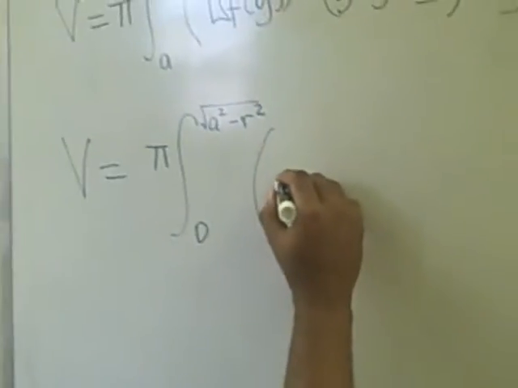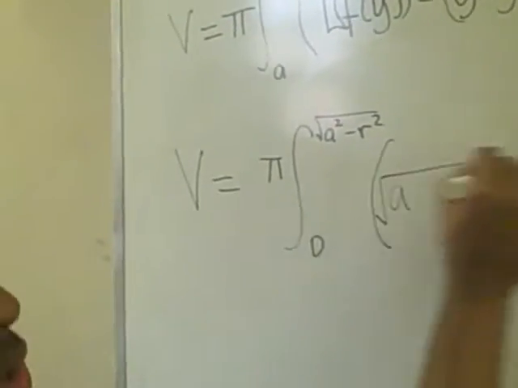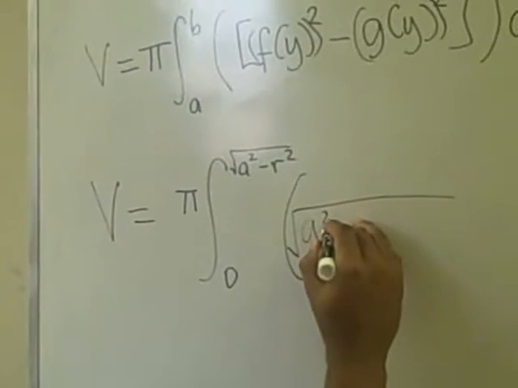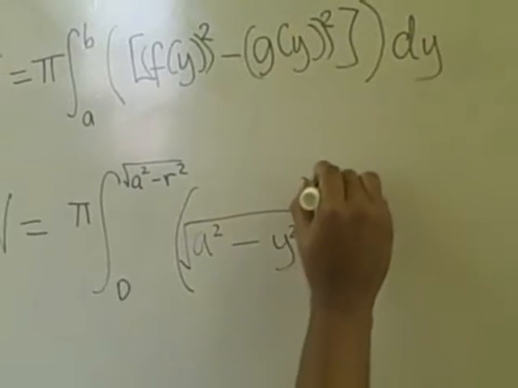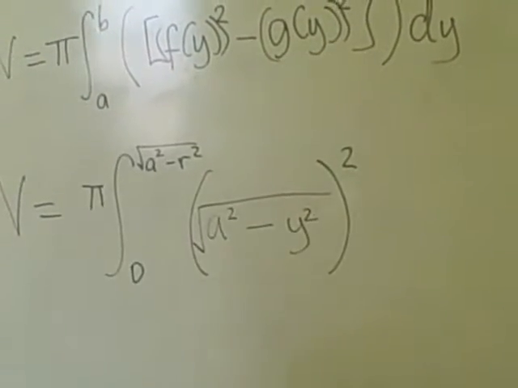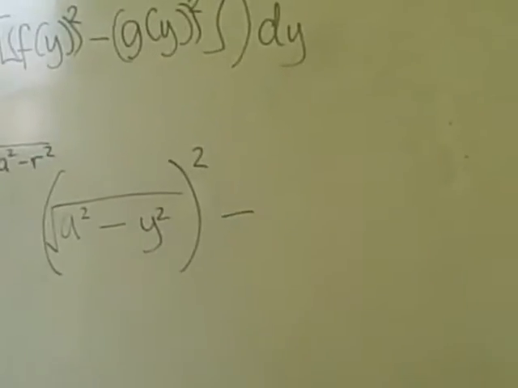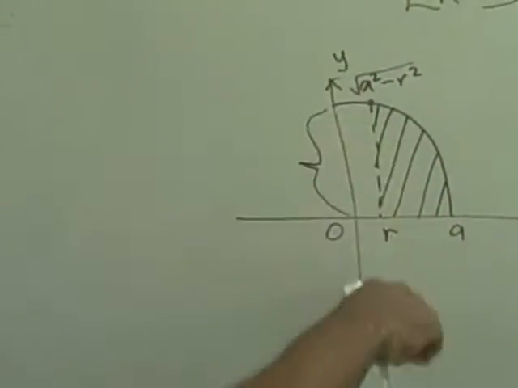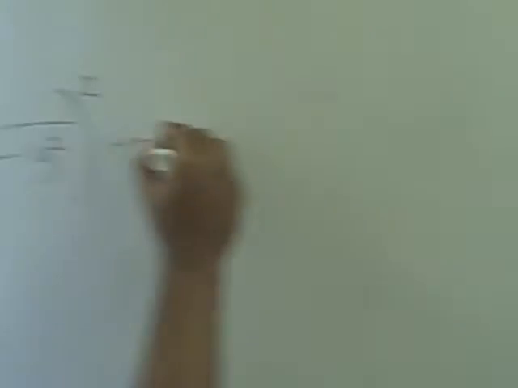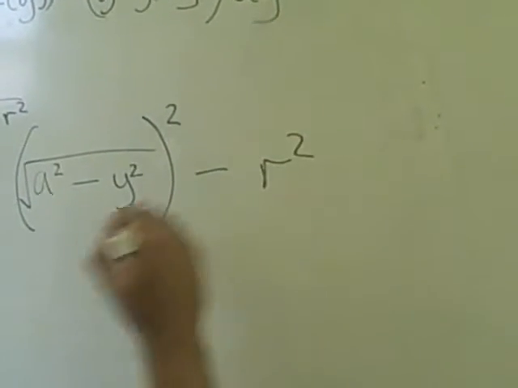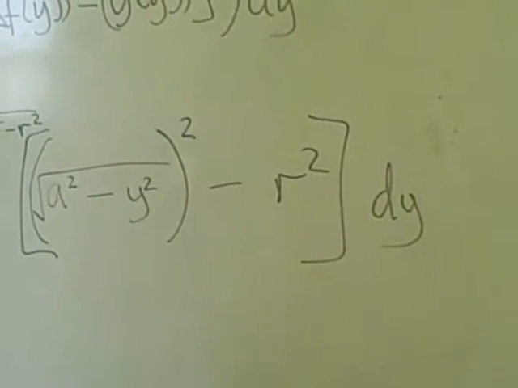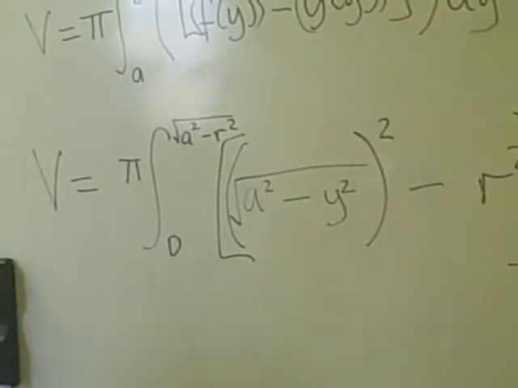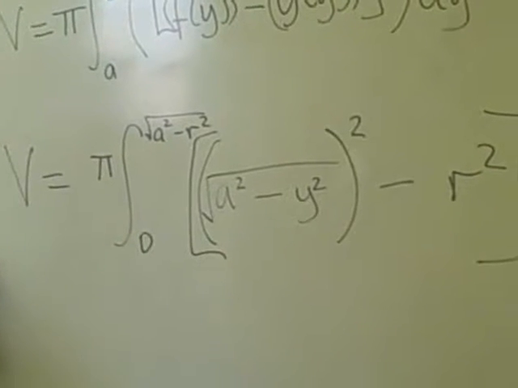So you plug that in here: the square root of a squared minus y squared, and you square it, as f of y, minus the next graph, which is just the line x equals r. You plug it in, and that's going to give you r squared. And you're integrating all this with the differential element dy. I'll give you a second to absorb that.